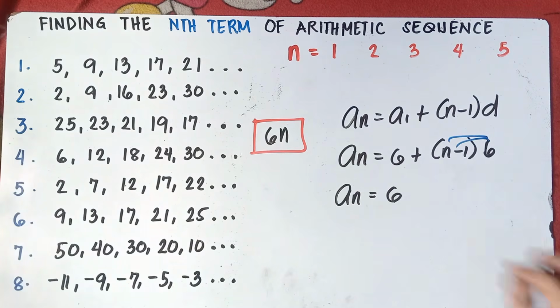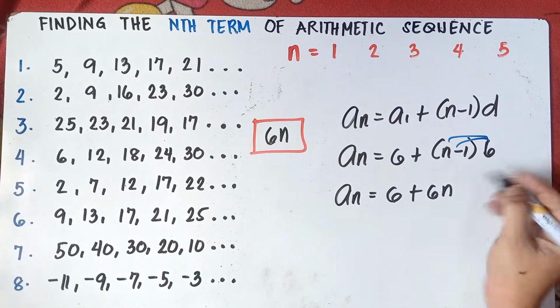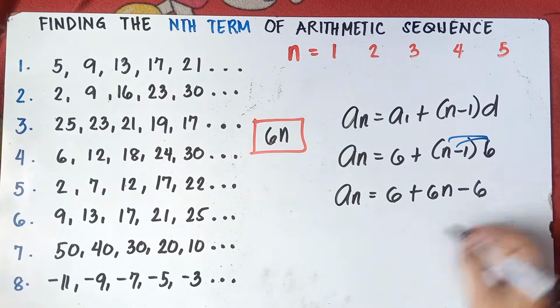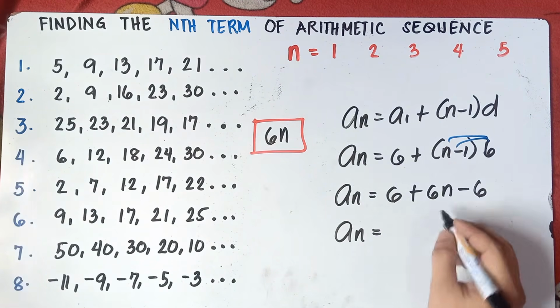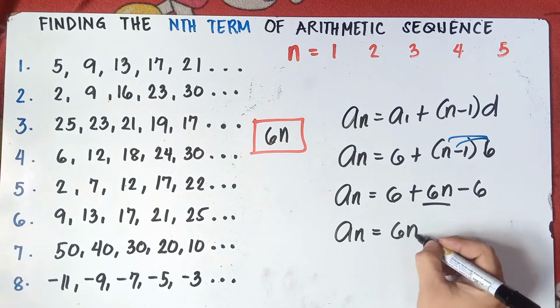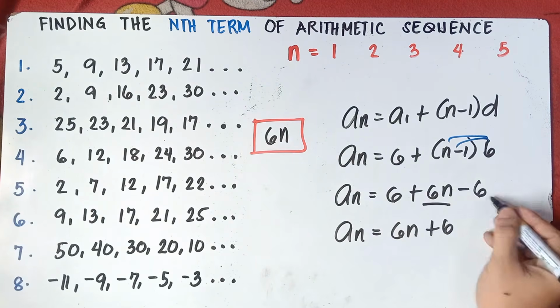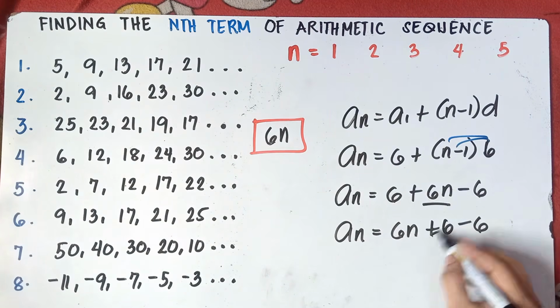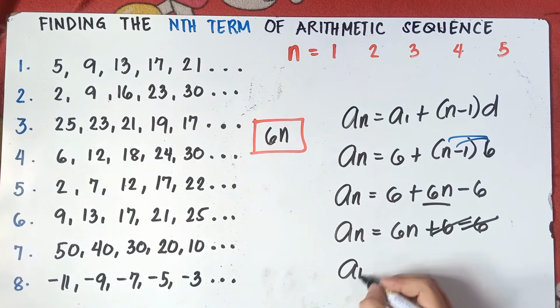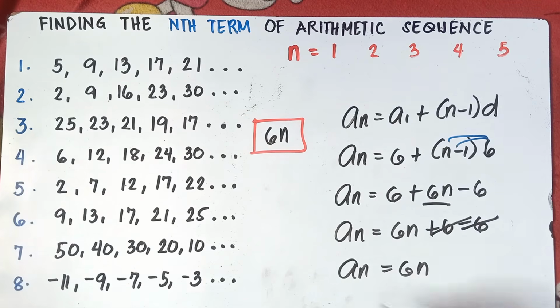Distribute: 6 times n, that's positive 6n. 6 times negative 1, that's negative 6. A sub n equals, arrange, 6n, then positive 6 minus 6. 6 minus 6 is 0, so you can cancel this out. So that's why you have 6n.